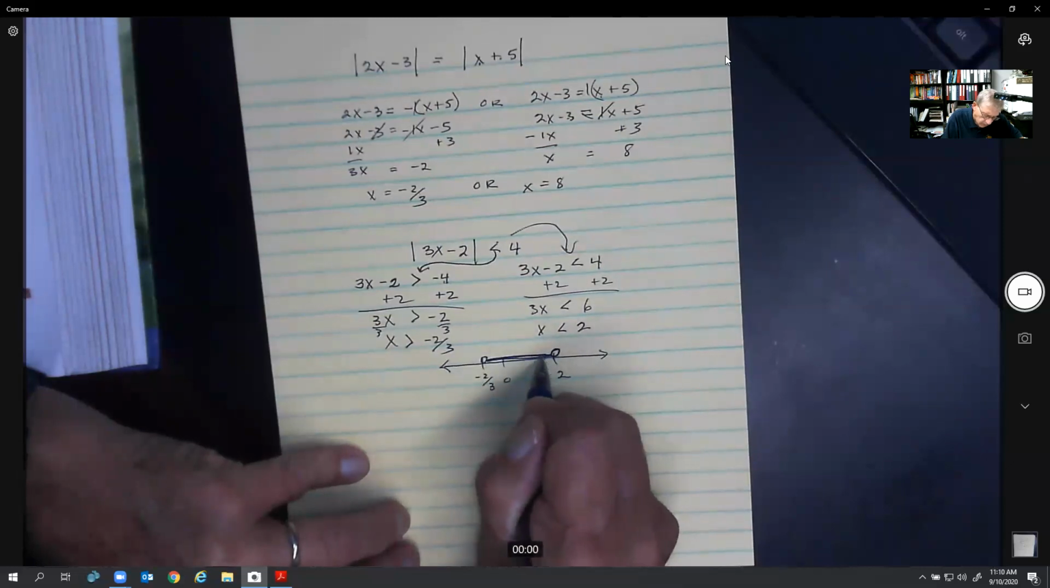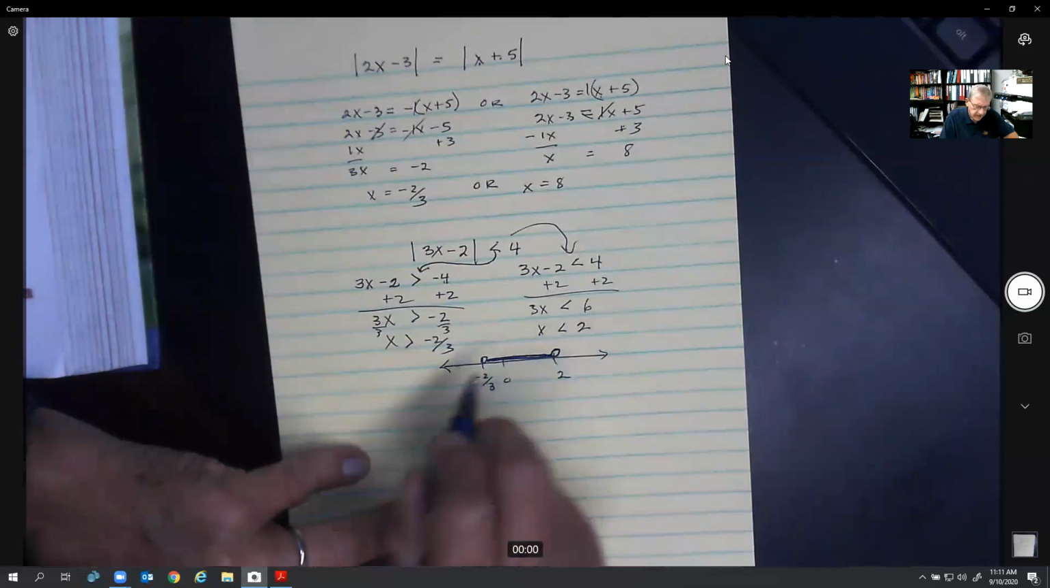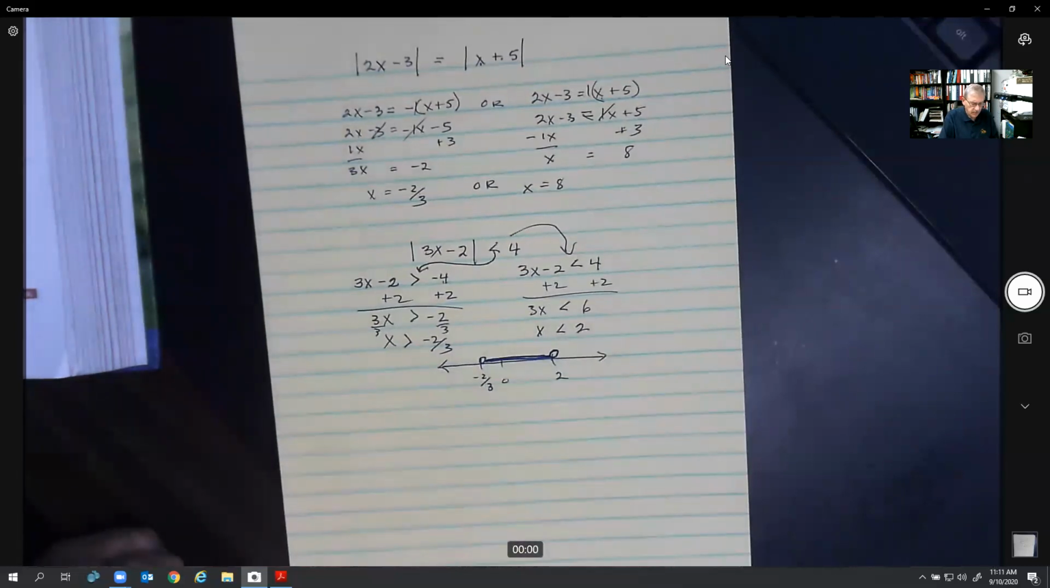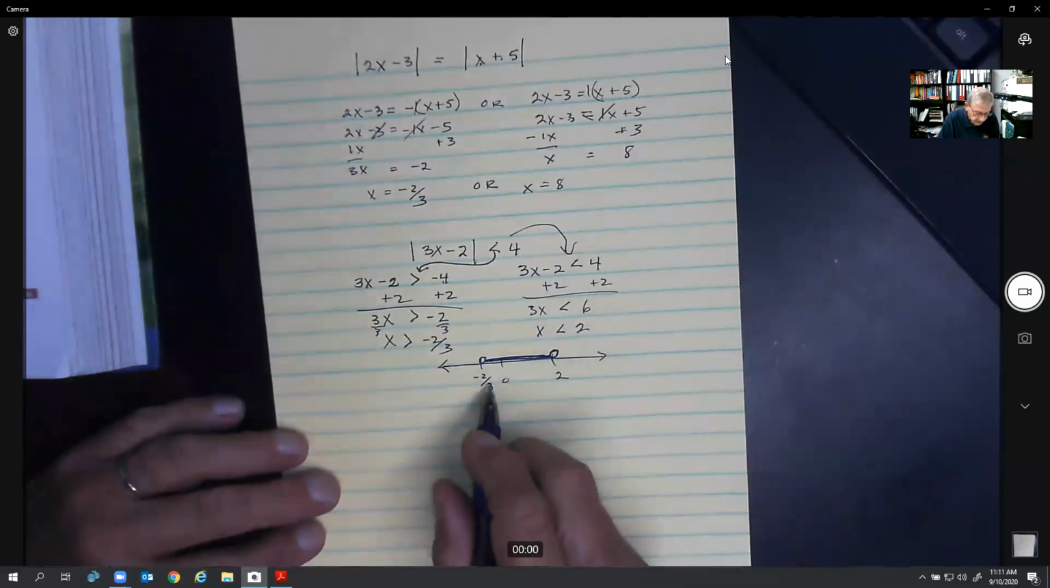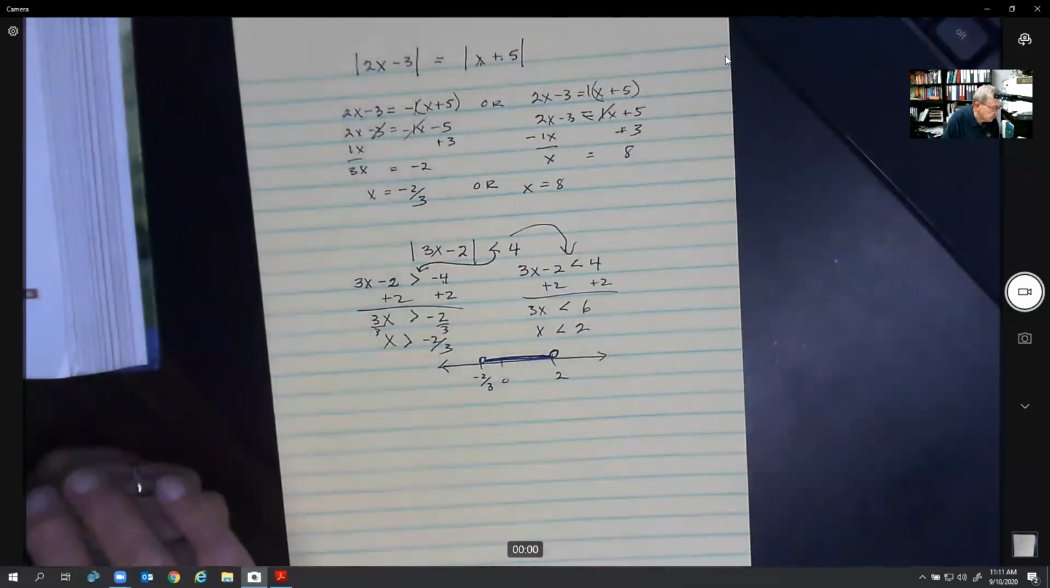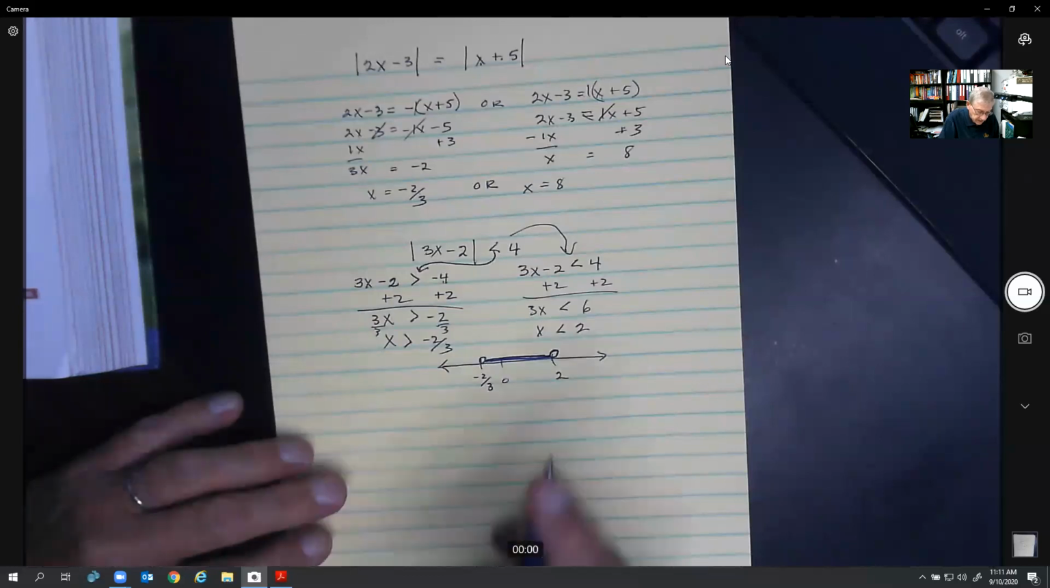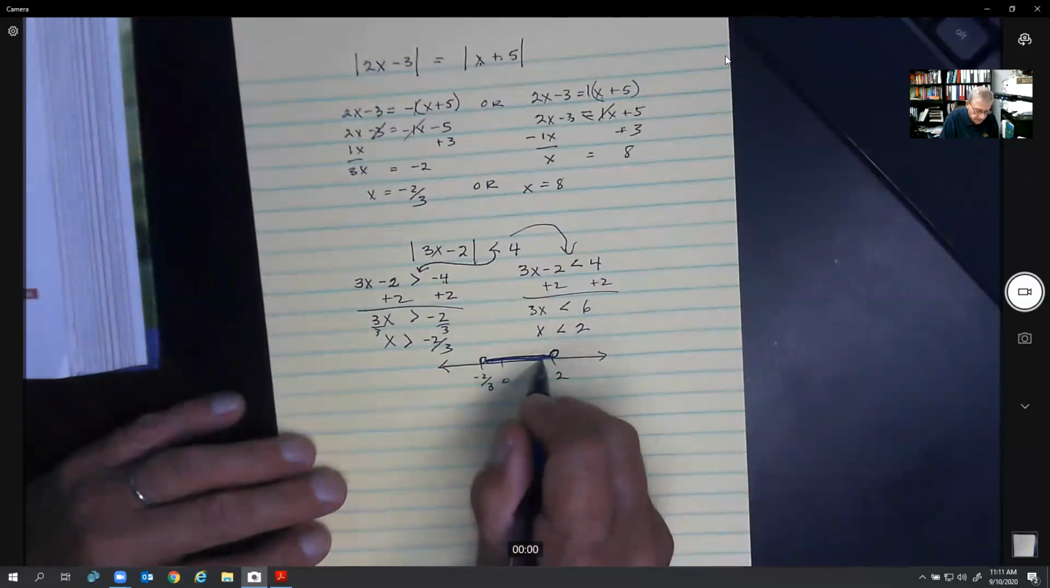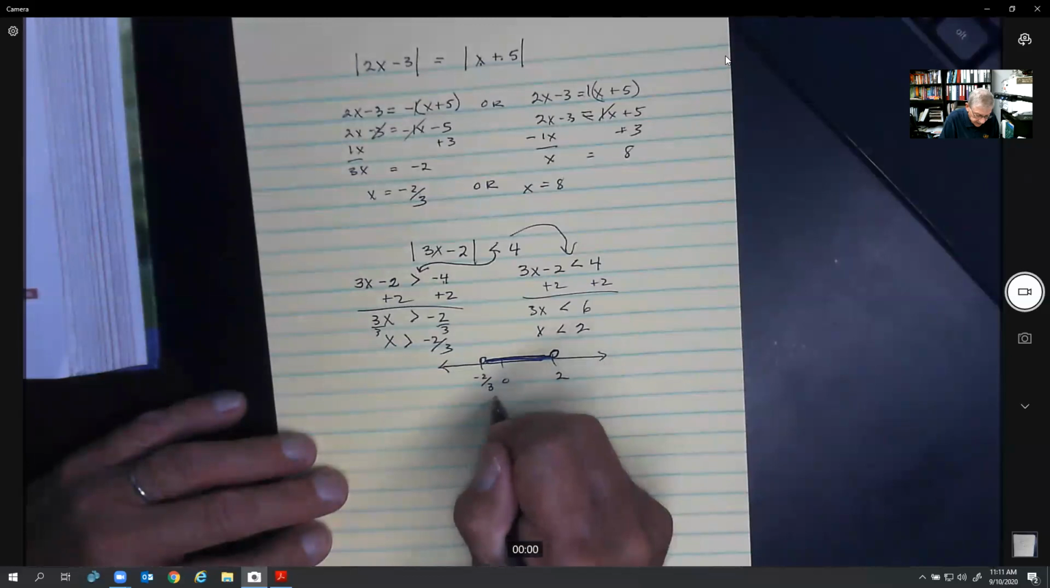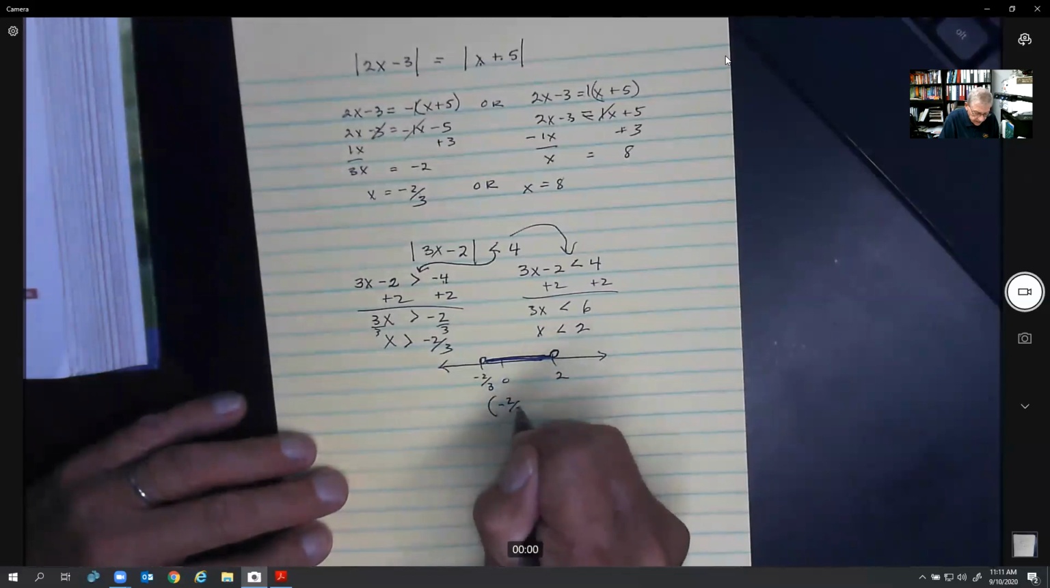Going back and forth, back and forth. See? So that's really what it's saying. It's between those two values, negative 2 and 2. So this becomes kind of tricky a little bit, huh? And so this would give us our answer. It's between those. And if we wanted to write it the other way, we could write it this way.